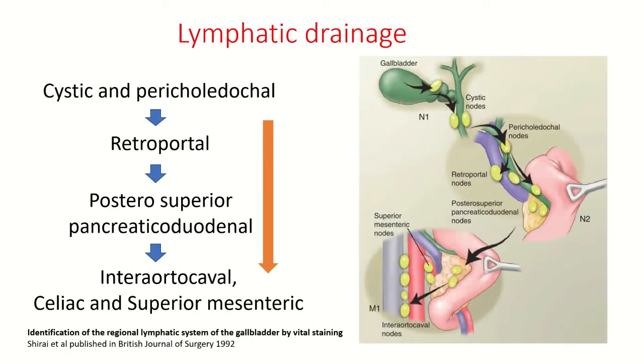So from the gallbladder, the lymph drains into cystic nodes around the cystic duct and into the pericholedochal nodes along the portal vein, CBD and hepatic artery. All these lymph nodes are involved. It is a descending type of lymph drainage, but there is no ascending lymphatics. That is the most important point. It does not ascend upwards into the porta hepatis. Then retroportal nodes are involved. Then posterior pancreatico-duodenal nodes are involved, and from there into the superior mesenteric nodes and interaortocaval nodes.